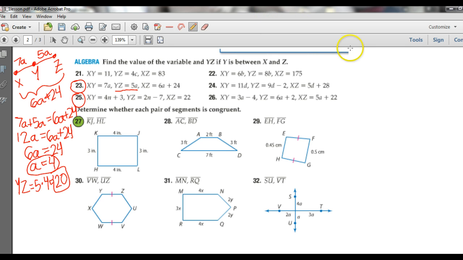For number 25, we would do the same thing. We would make a diagram where y is between x and z, and xy is 4n plus 3, yz is 2n minus 7, and xz is 22. So from our diagram, add these two together, and that should be this whole length.